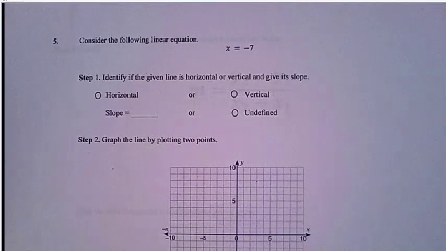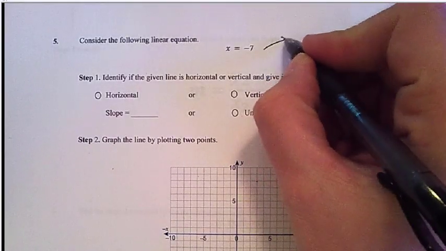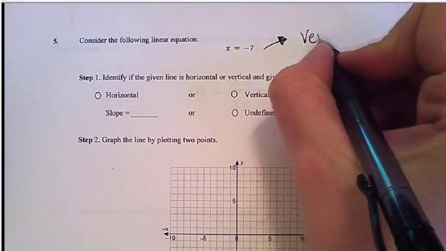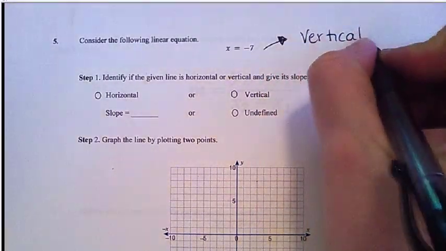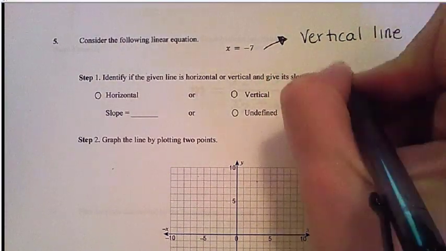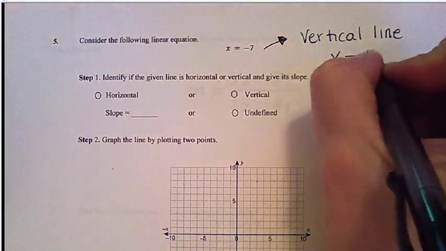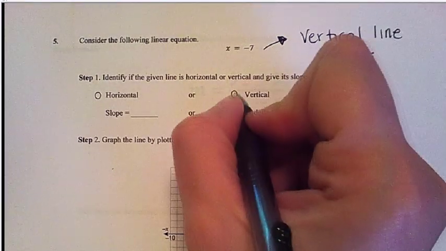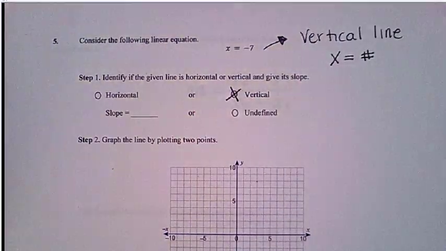Okay, so for our next example, we're going to be looking at x equal to -7. Again, we've talked about x equal to a number before in our previous section. This is a vertical line. Anytime I have x equal to some number without a y value present, this is always a vertical line. So I'm going to cross off vertical here. We know that that's our type of line we were looking at.